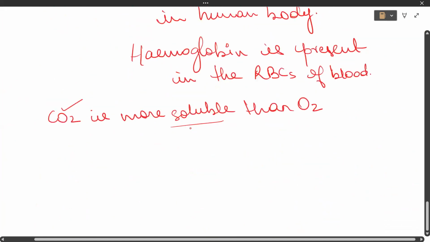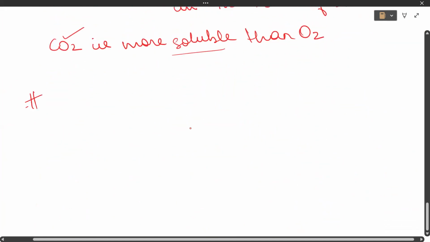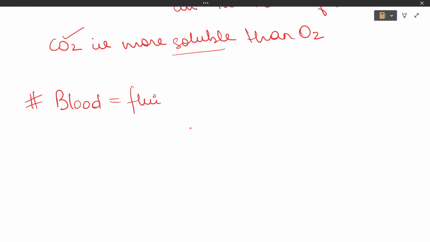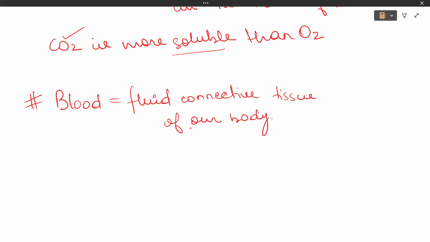Now see, we are talking about blood a lot, so let us see more about the blood. Blood can also be known as the fluid connective tissue of our body. The blood is present everywhere in the body, which means it connects everything together because it is present at every single location. And obviously the blood is in fluid form, it is liquid. So the blood can also be known as a fluid connective tissue.